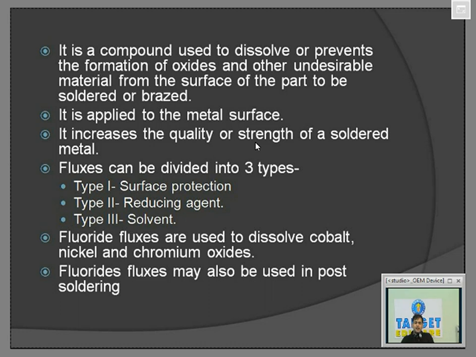And fluxes can be classified into type 1, type 2 and type 3. The type 1 being surface, which provides surface protection. Type 2 act as reducing agents and type 3 act as solvents. So type 1 and type 2 are mostly borate based fluxes which are used for noble and high noble alloys, while type 3, the fluoride fluxes, are used as solvent. Fluoride fluxes may also be used in post soldering.